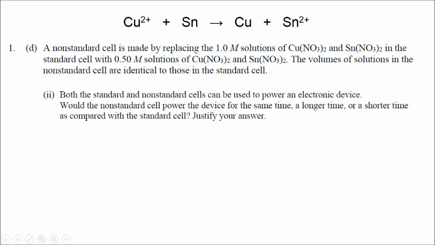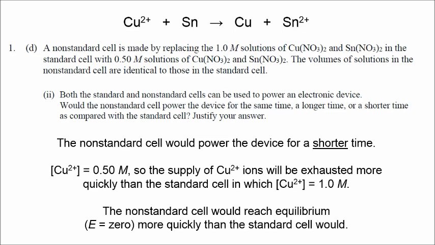Now we have to decide if this standard and non-standard cell are going to have different amounts of time to power an electronic device. The non-standard cell, although it has the same cell potential, would power the device for a shorter time because we're starting with a concentration of copper of 0.5 molar. The supply of copper 2+ ions will be exhausted more quickly than in the standard cell where the concentration of copper was 1 molar. So this non-standard cell is going to reach equilibrium, where E equals 0, more quickly because there are fewer copper ions. So we're going to be running out of copper ions more quickly.